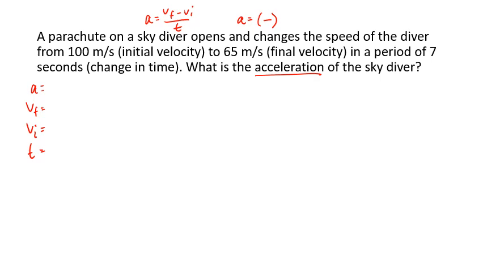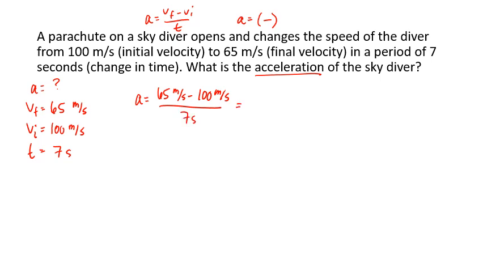It's asking us to solve for acceleration. That gets the question mark. In terms of final velocity, the skydiver ends at 65 meters per second and starts at 100 meters per second. The time on this is 7 seconds. Everything in here is in appropriate units. We have velocity as meters per second and time as seconds, so we can proceed with filling everything into the equation. So it's going to be 65 meters per second minus 100 meters per second, all divided by 7 seconds.